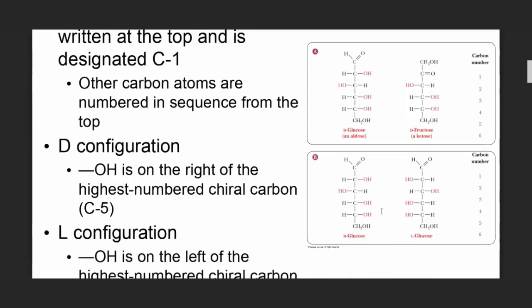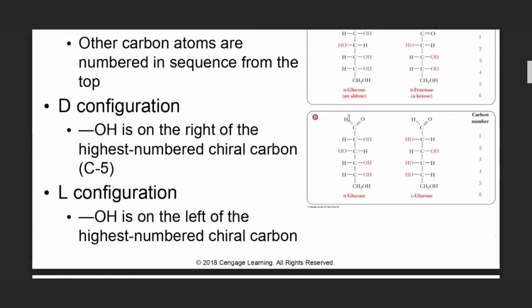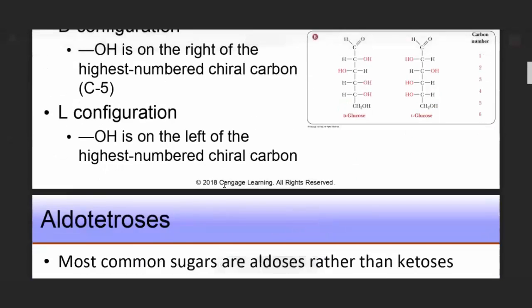Now, how do we determine that this sugar is a D or L configuration? We look at the chiral carbon with the largest number, and then we look at the OH. If it is to the right, then it is D. If it is to the left, it's L. So as you see here, how many chiral carbons do we have in D-glucose? 1, 2, 3, 4. Which one is the highest numbered chiral carbon? This one. We look, OH to the right, D. OH to the left, L. And this is the so-called configuration.